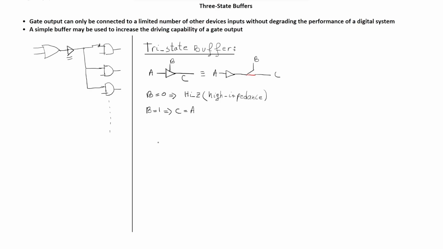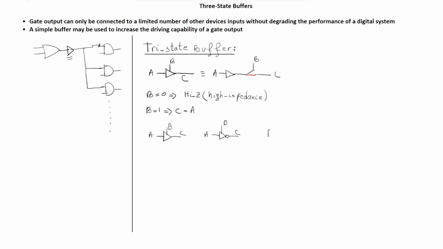So now let's see four kinds of three-state buffers, along with their truth tables. This one here is the one we just drew above. We have input A, control input B, and then output C. We have another type. We see a little bubble here at the end. This is the inverter. So we have input A, enable input B, and then C.